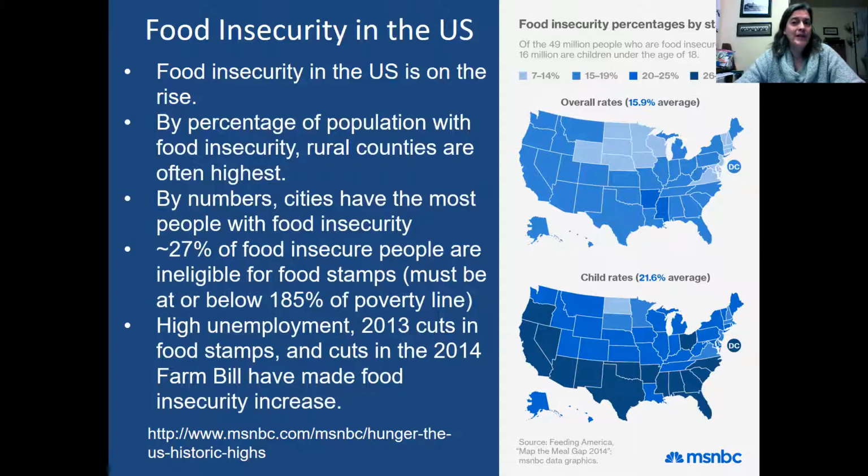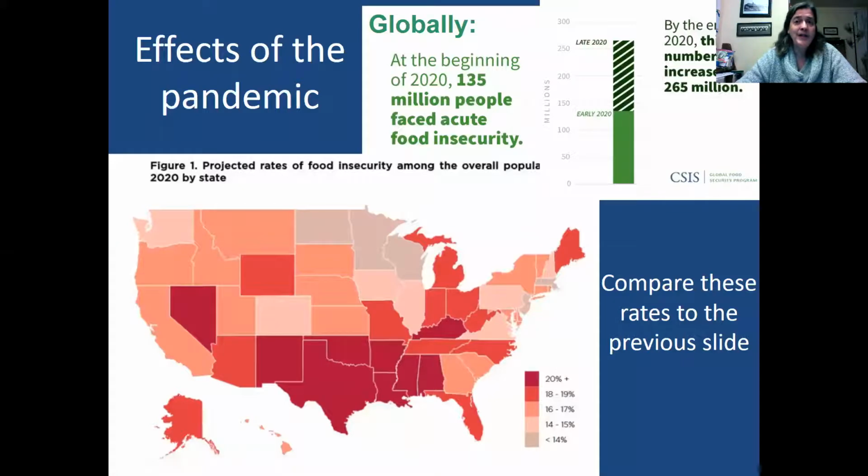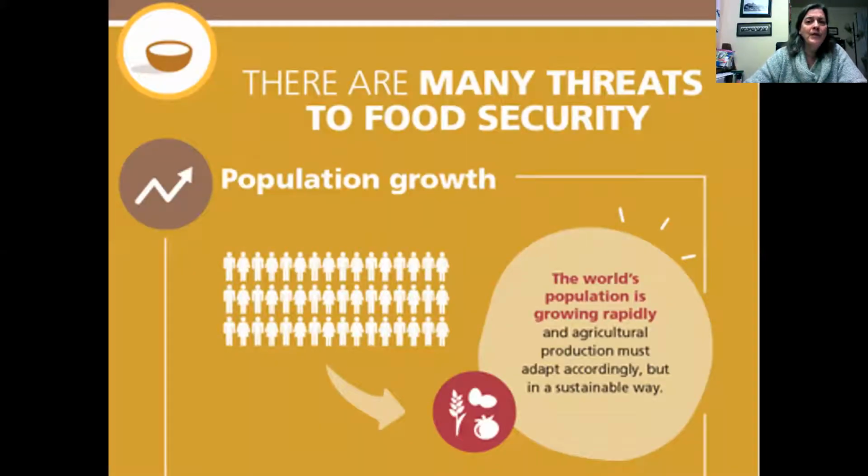And so it begs the question also, what about right now, when we're in the middle of a pandemic and so many people are unemployed? I did a little bit of research and found these two graphics. Globally, we're looking at basically doubling the number of food insecure people due to the pandemic. In the United States, if you compare the numbers to the previous graph, we have a whole lot more food insecurity going on in this country because of the economic consequences of the coronavirus pandemic.